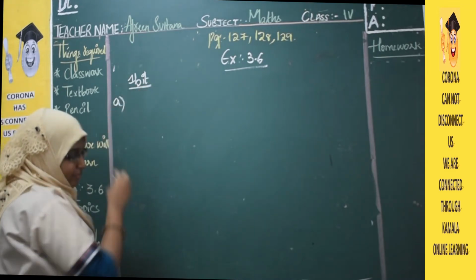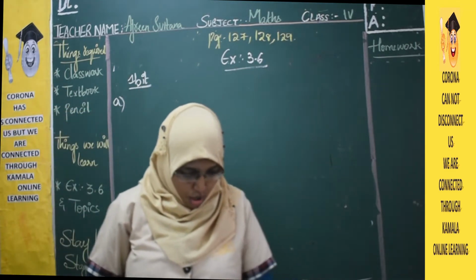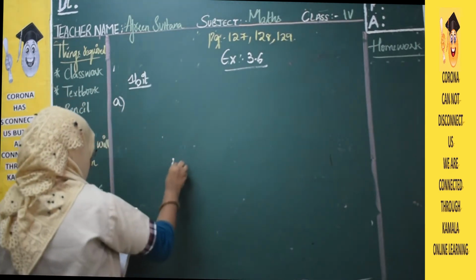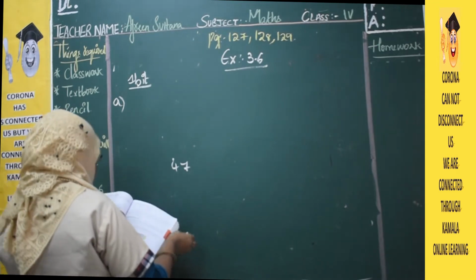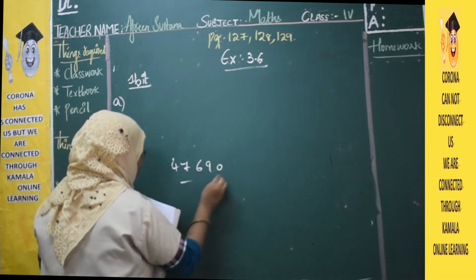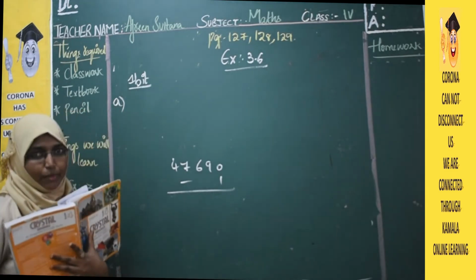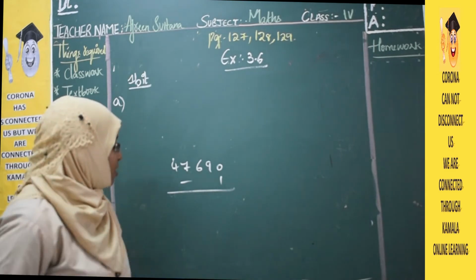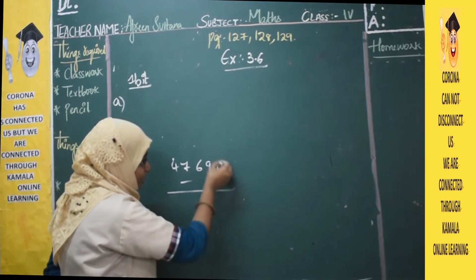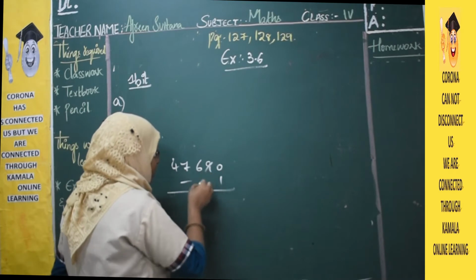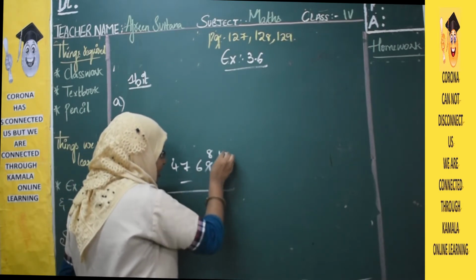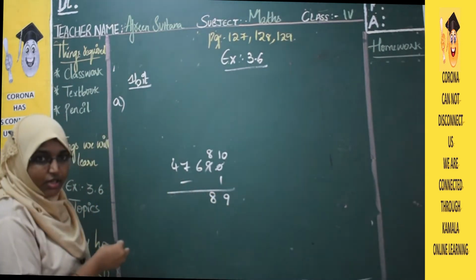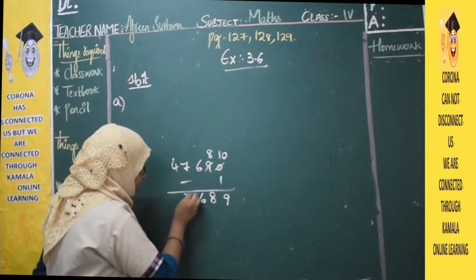Okay, first one. Let's see what is the question over here. 47,690 minus 1. We already came to know whenever we subtract 1 from any number, the number will be decreased by 1. So let us subtract. Now we cannot subtract 1 from 0, right? Now we need to carry forward. Now this becomes 8 and this is 10. So 10 minus 1 we will get as 9 and this is 8. As there are no other numbers, the number will be the same, that is 6, 7 and 4.